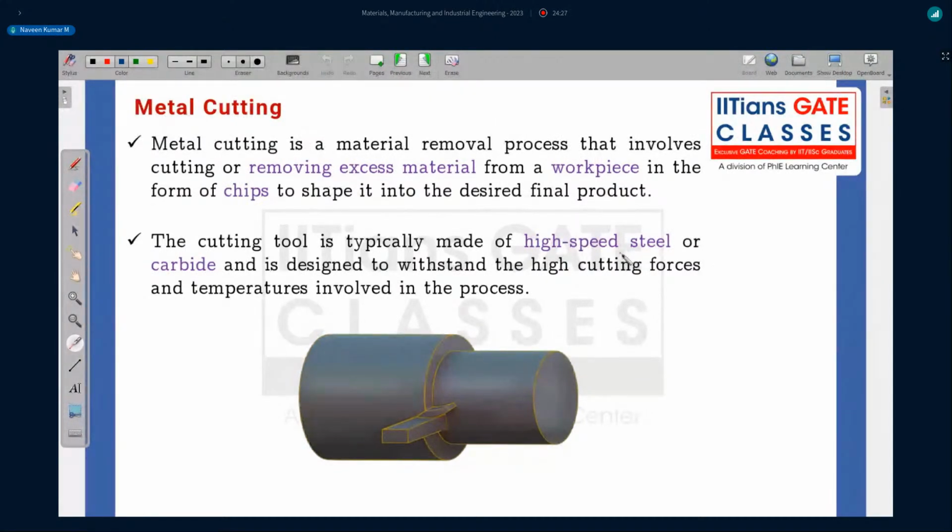So why are we using carbides and high speed steels? We are using them to withstand the temperature, because there is contact between the tool and the workpiece. Let's label them. So what is this? This is a tool, you can see. Let me use a sticker only.